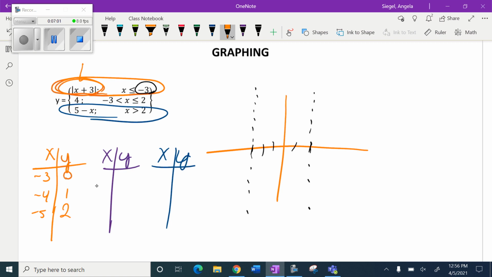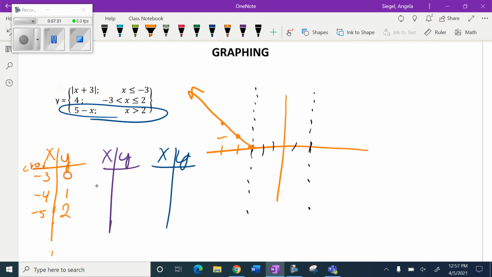And notice, guys, at the boundaries, I always figure out if it's open or closed. Because it's a greater than or less than or equal to, it's going to be a closed dot. So I have -3, 0. I have -4, 1, and I have -5, 2. And this is going to keep going on and on forever. So it's all these less than. So I'm going to put an arrow. There's no boundaries there. Okay, so we're done with this.